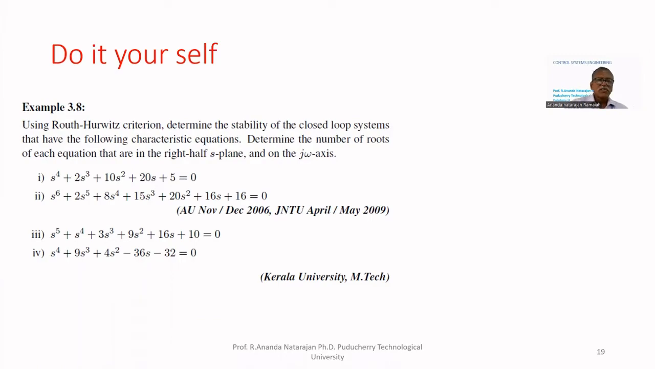Using the Routh-Hurwitz criterion, determine the stability of the closed loop systems that have the following characteristic equations. Characteristic equation means the denominator polynomial of the closed loop system. Determine the number of roots of each equation that are in the right half of the S plane and on the j omega axis. How many poles on the right hand side, and how many poles on the j omega axis, we have to find. The first two sums you can solve yourself.